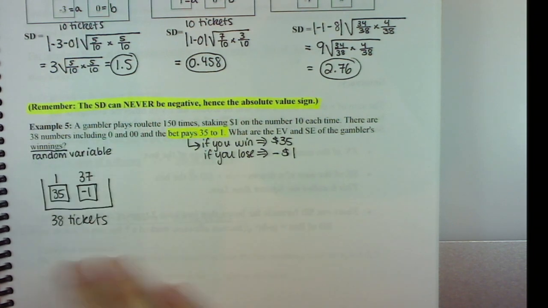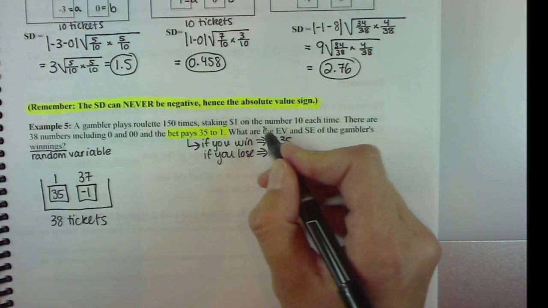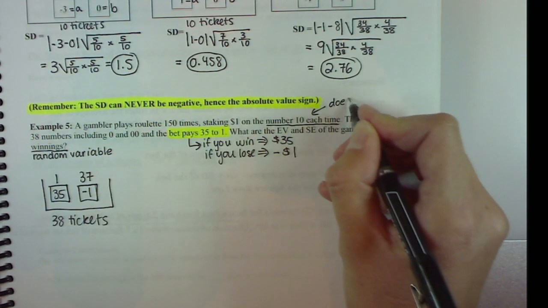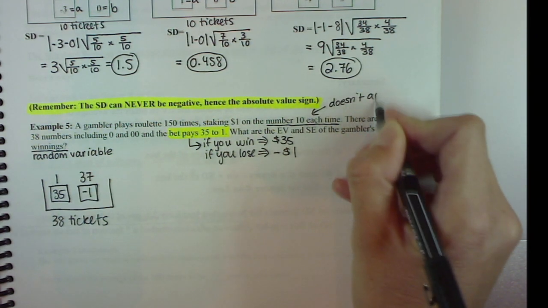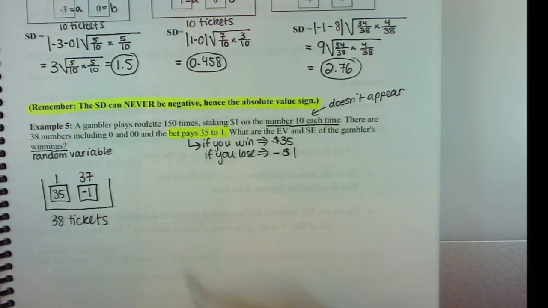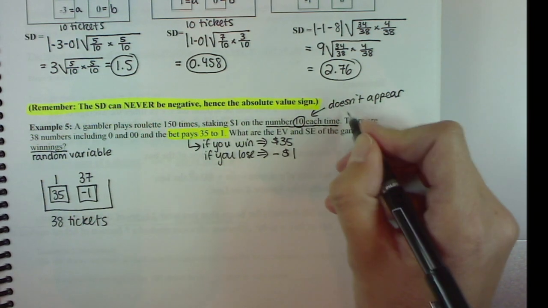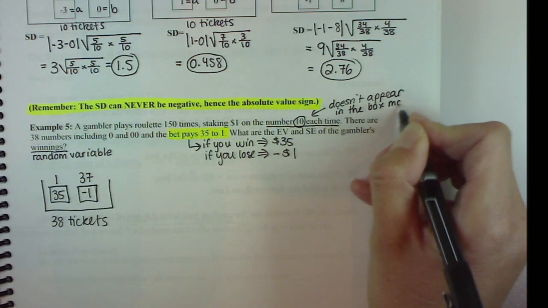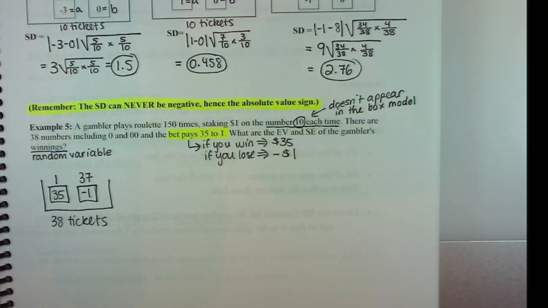So notice, too, this is kind of strange. The fact that we're betting on the number 10 doesn't appear in the box model. Instead, it's the probability that I get a 10, which is 1 out of 38. So the number 10 itself doesn't appear in the box model because it doesn't actually matter what number I'm betting on. What matters is the probability that I win. How many numbers am I betting on? Maybe I was betting on 10 and 11. That, again, wouldn't matter. What matters is I'm betting on 2 numbers.